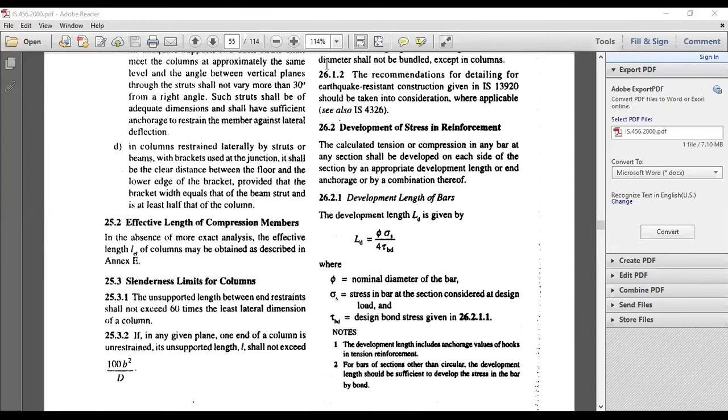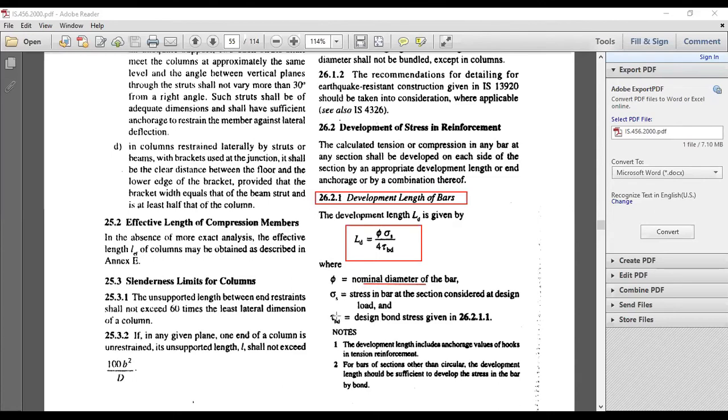See, here the formula is given. Okay. Now the formula is given over here in the IS code. This is the formula for development length. LD is equal to phi sigma s upon 4 tau BD. Clause number 26.2.1, development length of bars. Where phi is equal to the nominal diameter of the bar. Now they have specified what each term indicates. So if you see here, phi indicates the nominal diameter of the bar.